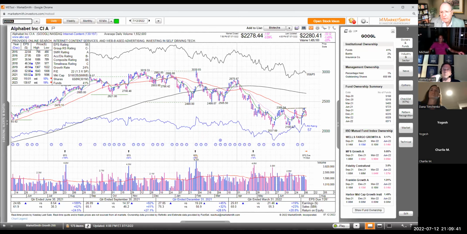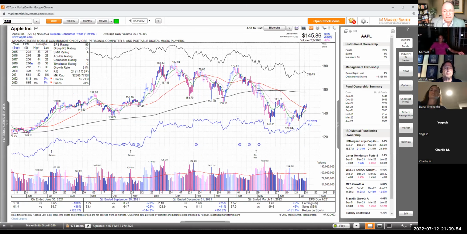So you're not going to have the beginning of a new uptrend till you take out that 2386 level right there. And it's going to be interesting to see if you make another leg lower or if it holds in here and it turns.